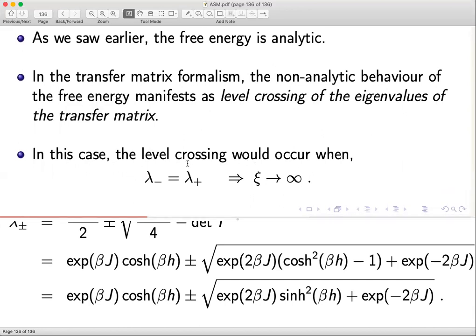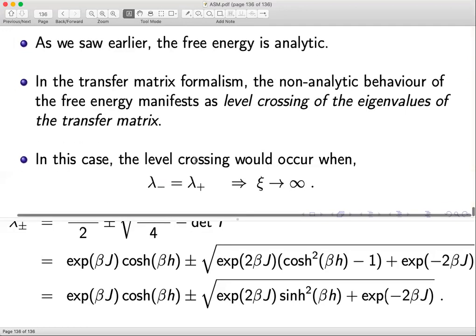So that is the setup for the one-dimensional Ising model. I think I'll stop here, and next time we'll look at the two-dimensional system. Any questions?